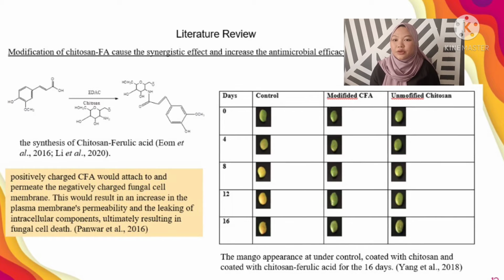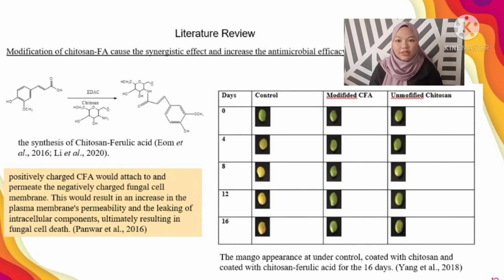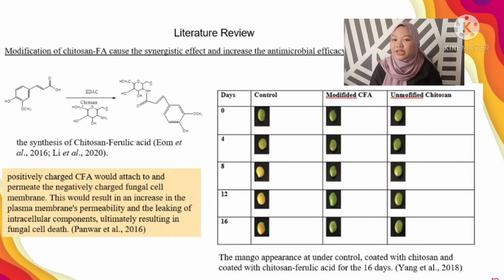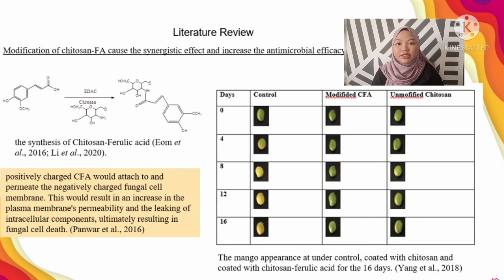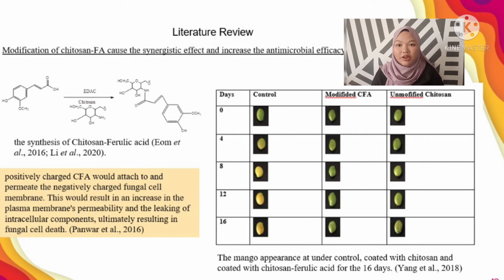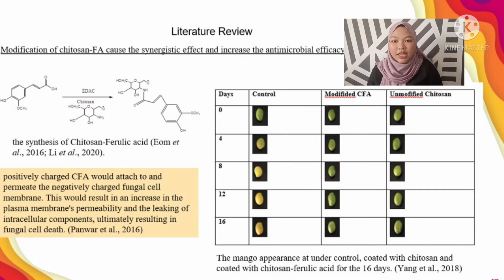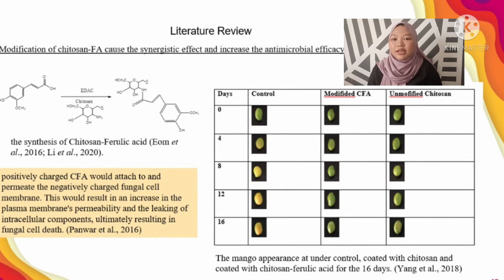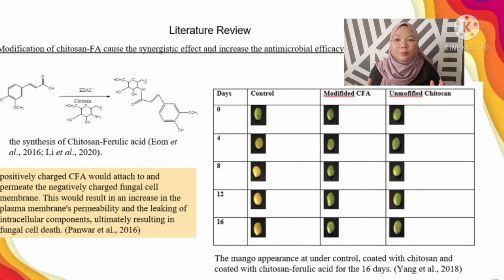Chitosan ferulic acid has been coated on mangoes. The coating can maintain the fruit quality and inhibit fungal growth, which improves the appearance during transportation and storage. It happens because positively charged chitosan ferulic acid will attach to and permeate the negatively charged fungal cell membrane. This results in increased plasma membrane permeability and leaking of intracellular components, ultimately resulting in fungal death. Thus, the CFA coating can significantly delay the yellowing process and increase the peel luster.